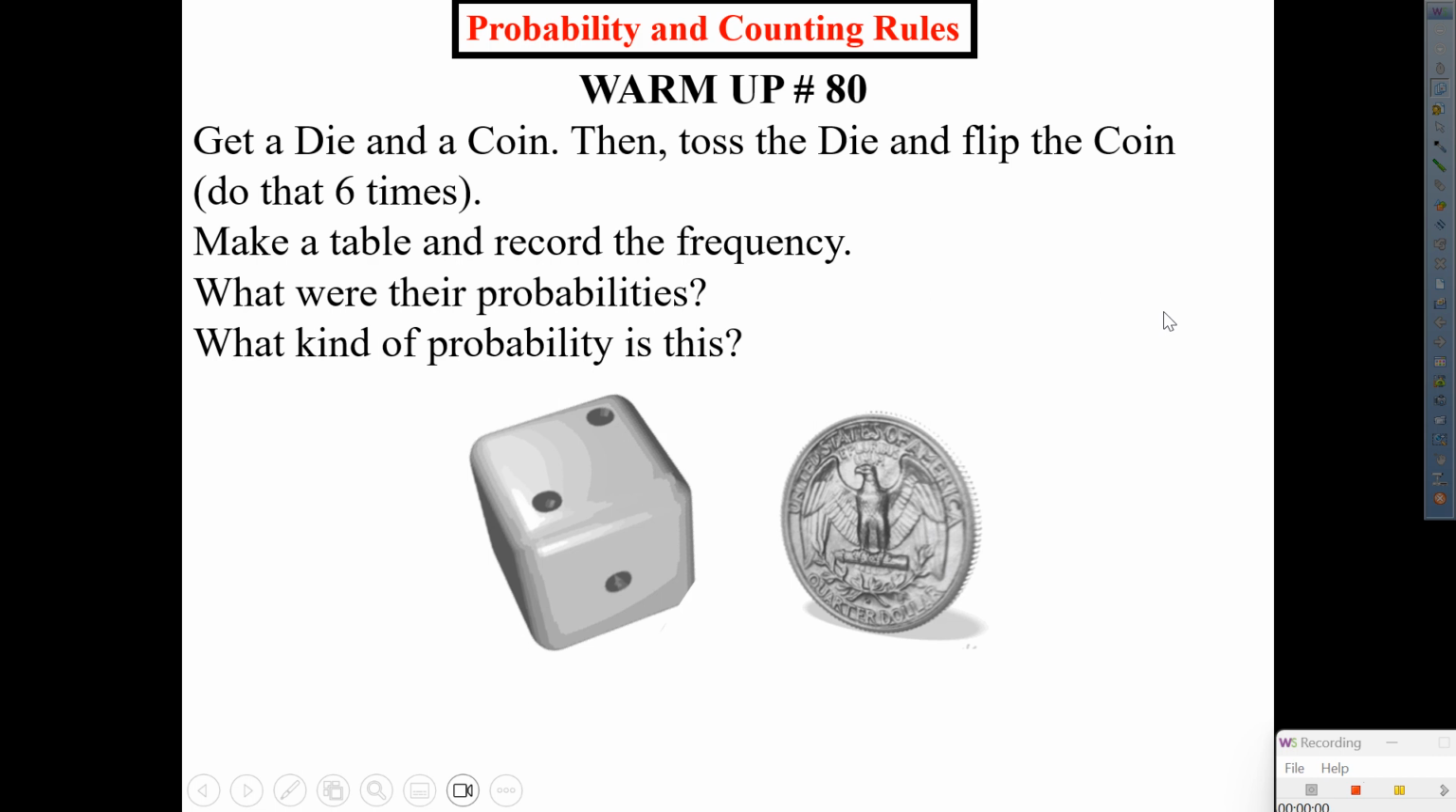Warm-up number 80 reads, get a die and a coin, then toss the die and flip the coin. Do that 6 times. Make a table and record the frequencies. What were their probabilities? What kind of probability is this?